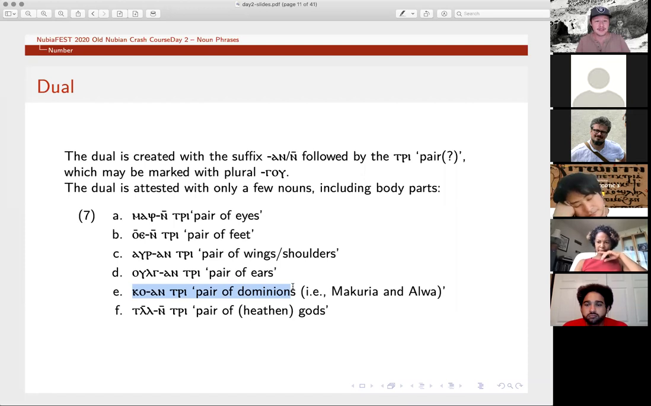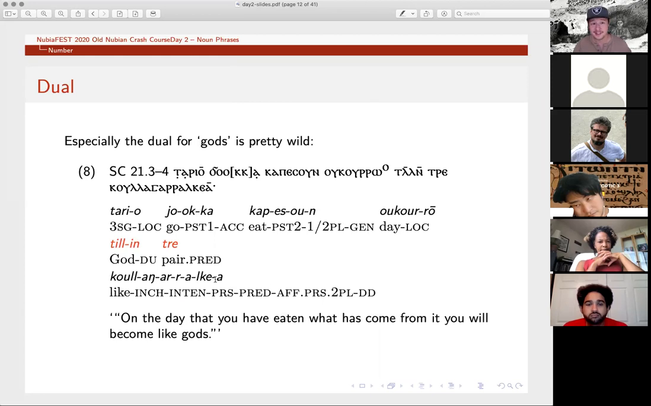It is suggested that here is meant Makuria and Alwa, which were in a royal union starting at around the 11th, 12th century. And it is thought, or it is assumed, that the pair of dominions refers to these two dominions of the king. They were separate kingdoms, but they were unified under the same crown, a little bit like Austria-Hungary, this type of thing. And then the last one, which is really exciting, is the dual for gods. So the word god in Nubian is Til. It is usually used for the Christian God, but there are a few texts in which the heathen gods are mentioned in Greek. And because these are translations from Greek, we are pretty sure about the meaning of the word. And what is fascinating is that whereas you have in Greek a plural for gods, in both cases, in the Nubian, you find a dual.